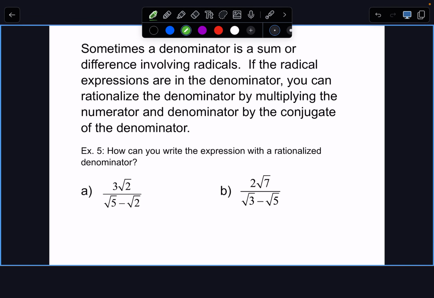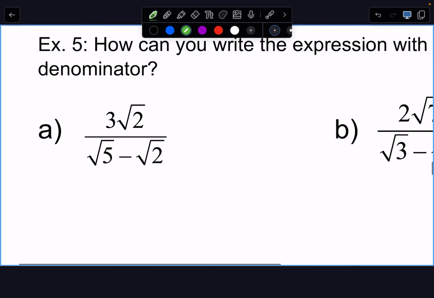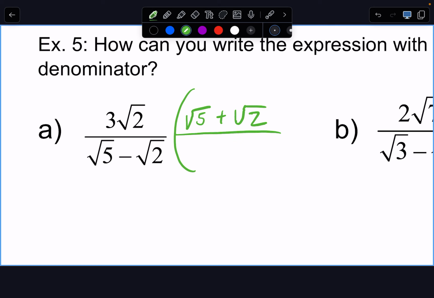Sometimes, guys, we're going to have a denominator with two radicals or a sum of radicals and numbers. Don't be afraid. Rationalize by simply multiplying by the conjugate. So, for example, how do we rationalize this bad boy? We're going to multiply literally by the square root of 5 plus the square root of 2. The conjugate.